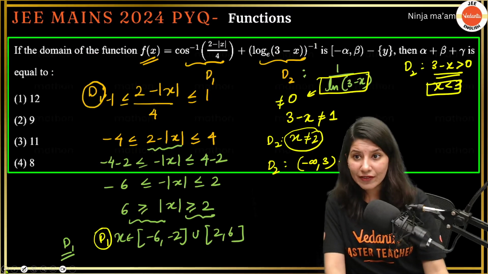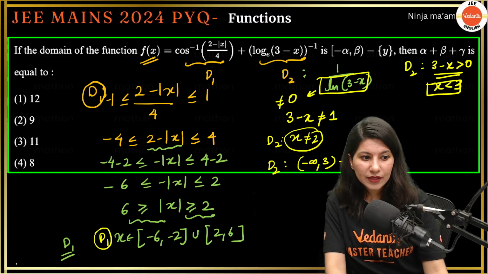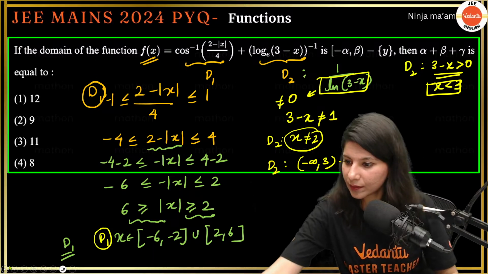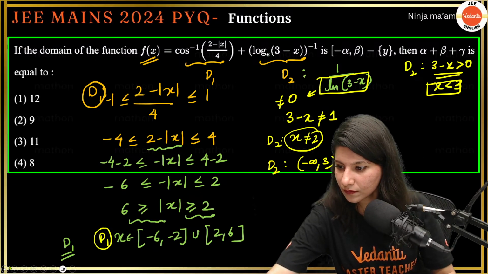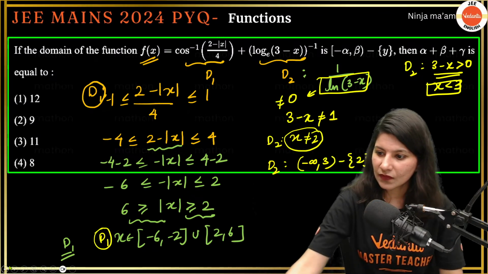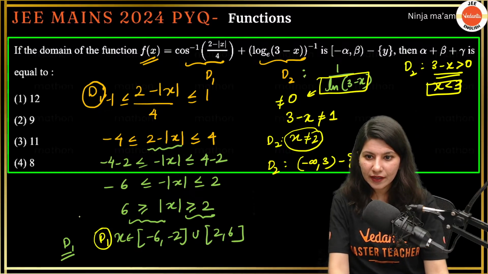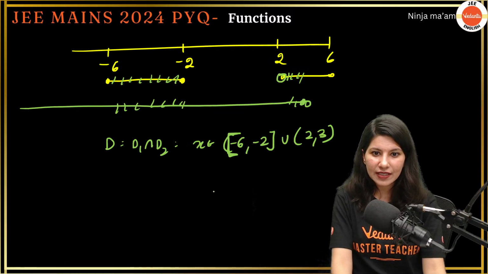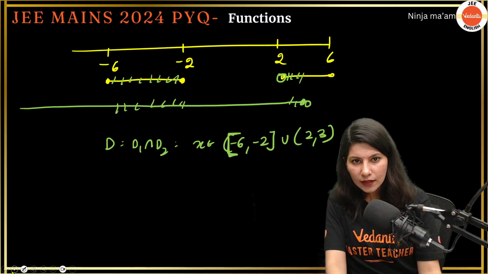Alright, now if I compare union 2 to 3, have I done anything wrong? 11 you're saying. Okay, let me check. So minus 6 to 3 except 2. Oh, fine. We have done absolutely fine, I guess. No. Less than 3.